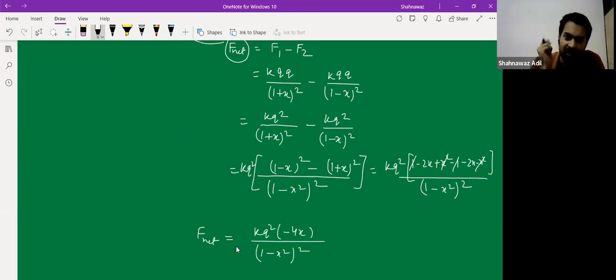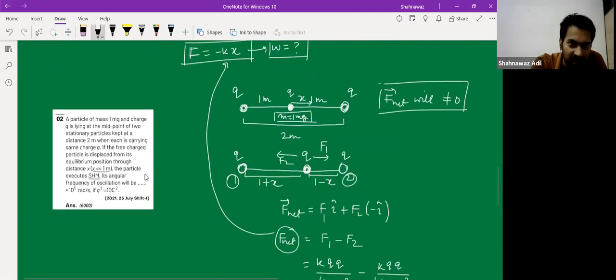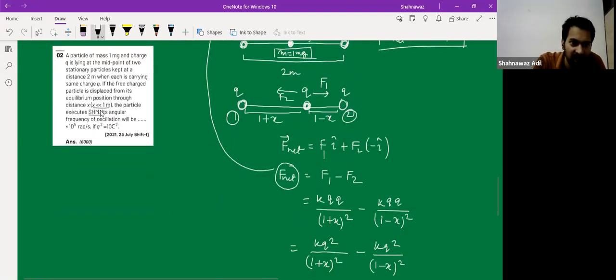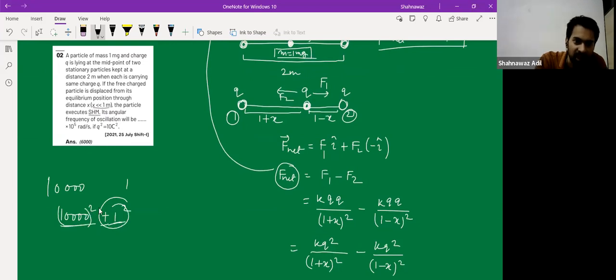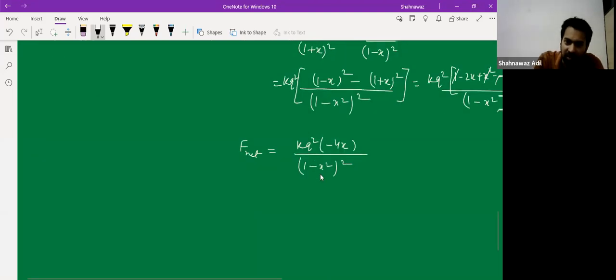Now, yes, Shavas, did you say anything? No, sir. So we have to use this condition, right? This distance x is very much less than 1 meter. So let's say if you have 10,000, and you have 1, then 10,000 squared plus 1 squared or minus 1 squared, we can neglect this part, so that would be 10,000 squared. Similarly, in here we can neglect this part, right?